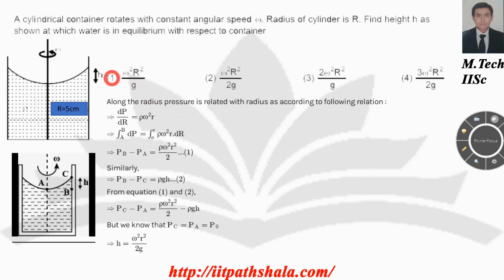The next question says that you are having a cylinder which is rotating with a constant angular velocity omega. The radius of the cylinder is r. The height is h as shown. Now you have to find this height h. Okay, it is rotating and you have to find this height h. You are given the radius of the cylinder as 5 centimeter over here.